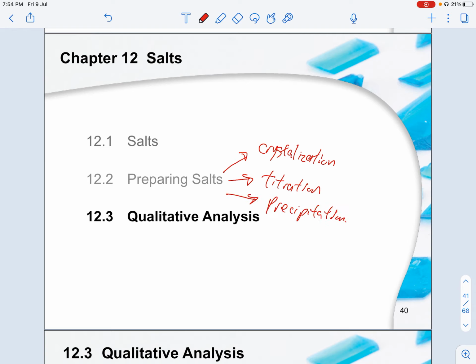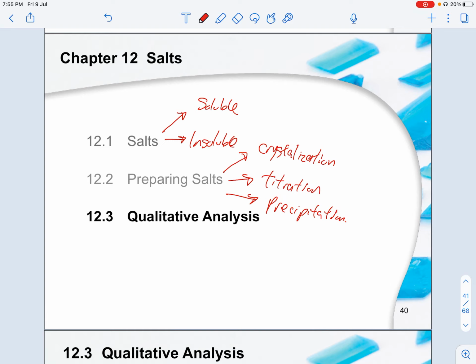And this is dependent on the type of salts that you are creating. Are they soluble salts or are they insoluble salts? If they are soluble salts, we usually use crystallization and titration. For insoluble salts, we use precipitation. And what segregates crystallization from titration is the reactants. Are they all soluble? If all are soluble, then use titration. If it's insoluble, for the reactants, use crystallization.